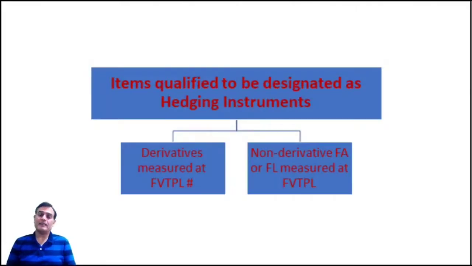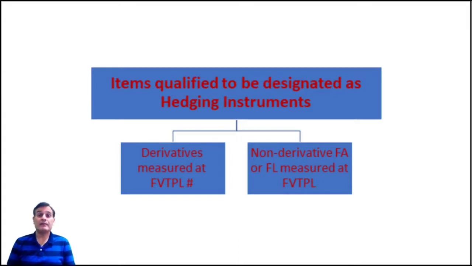Just like step number one, when you were looking at a hedged item, we said that there are certain items which are qualified to be hedged items. In a similar way, when you look at a hedging instrument which will be used to hedge the risk of the hedged item, Ind AS 109 gives us a list of items which can qualify to be hedging instruments.